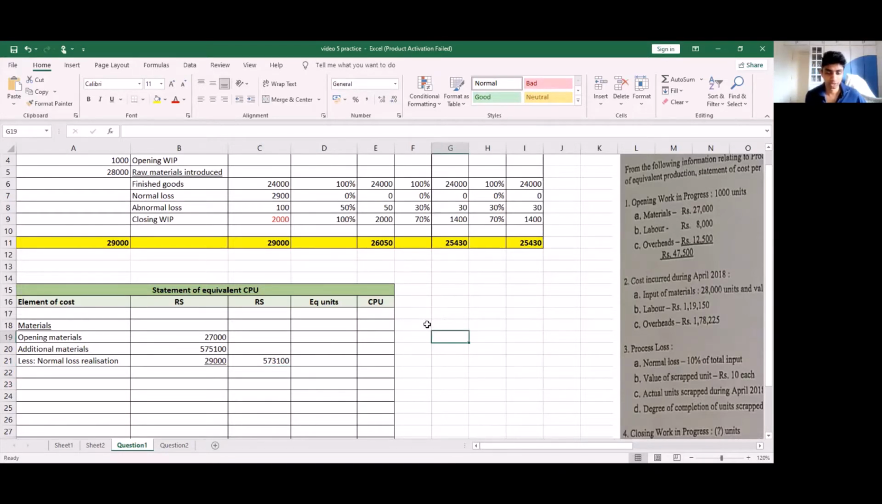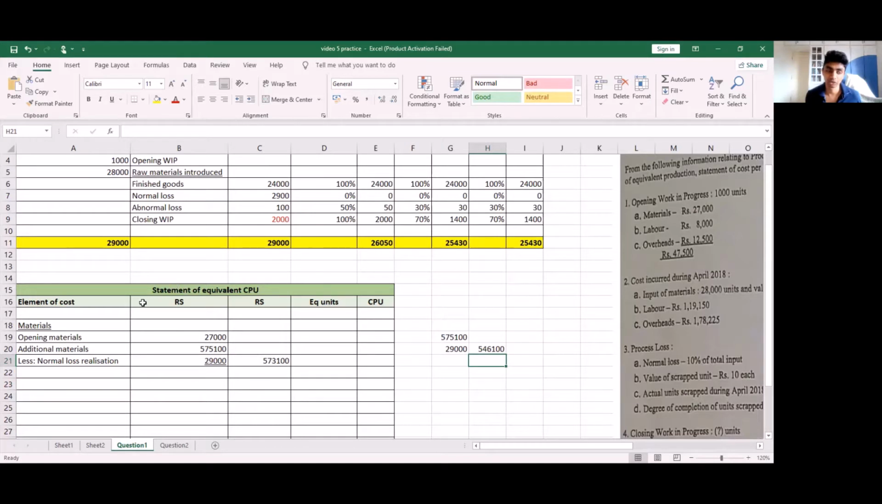So normally in our FIFO method, we would have taken only materials, which is 5,75,100. And from this, we would subtract our normal loss of 29,000 and write our total rupees of materials as 5,75,100 minus 29,000, which is 5,46,100. This is the case of FIFO method.